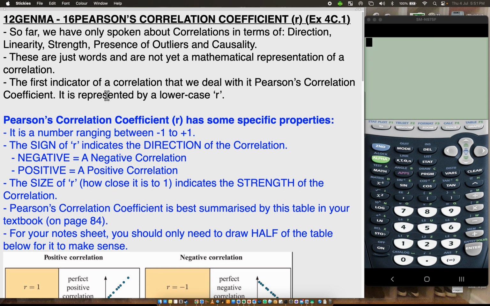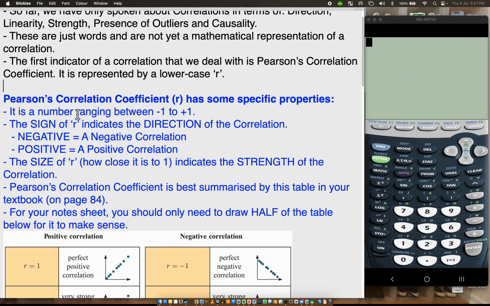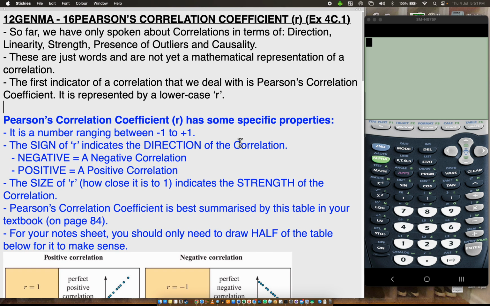So the first indicator of a correlation that we deal with is Pearson's correlation coefficient, which is represented by a lowercase r. Now, this coefficient, which is literally just a number, but represented by the variable r, has some very specific properties. It's a number that ranges between -1 to +1. The sign of r indicates the direction of the correlation, so now we have a number representing direction.